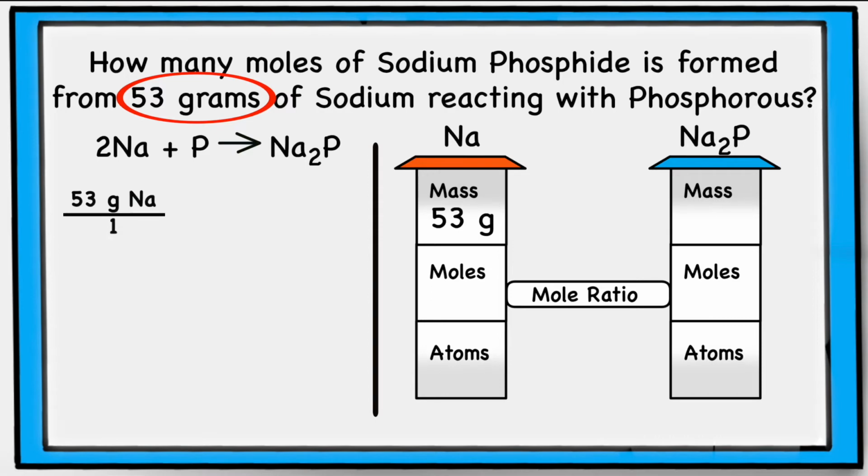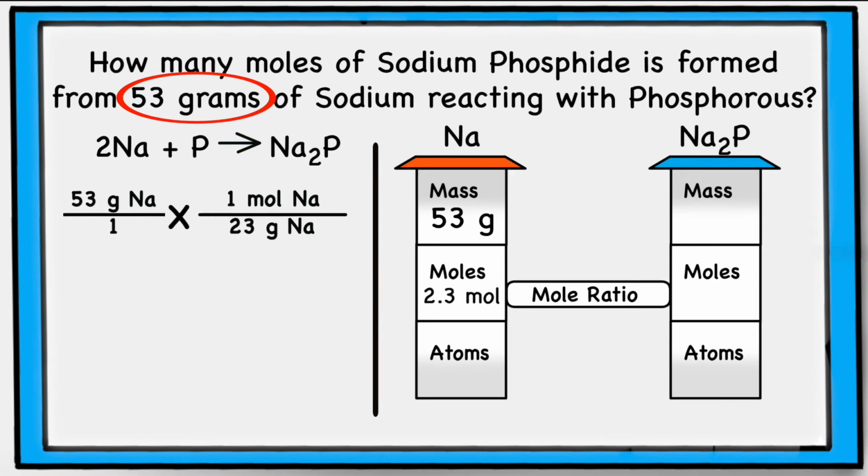In order to get to moles of sodium phosphide, I'm going to have to convert my given mass of sodium to moles of sodium. Then I'm going to have to use the mole ratio to determine how many moles of sodium phosphide is produced. In order to convert mass of sodium to moles of sodium, I'm going to have to multiply it by 1 mole of sodium over the formula mass for sodium, which is 23 grams. Once we do this, we get 2.3 moles of sodium.